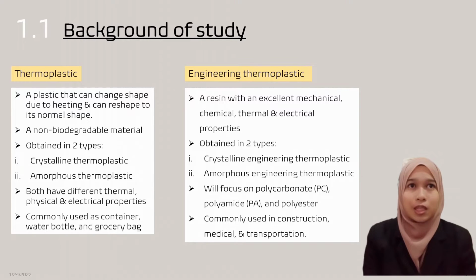Engineering thermoplastic is a resin with excellent mechanical, chemical, thermal, and electrical properties. It can also be obtained in 2 types, which are crystalline engineering thermoplastic and amorphous engineering thermoplastic. In this review, it will focus on polycarbonate, polyamide, and polyester. This engineering thermoplastic is commonly used in construction, medical, and transportation applications.